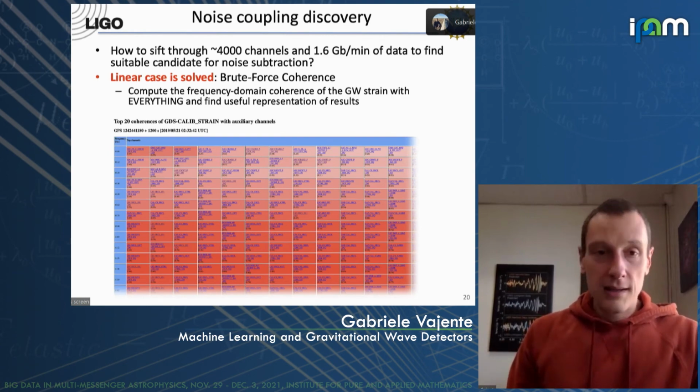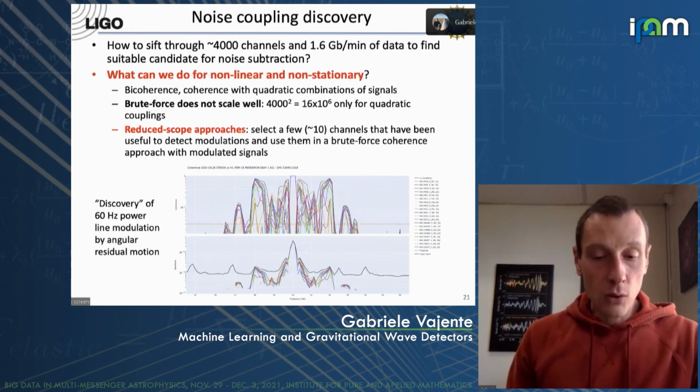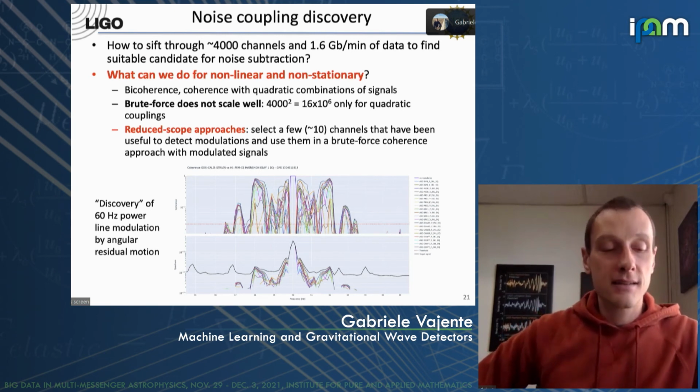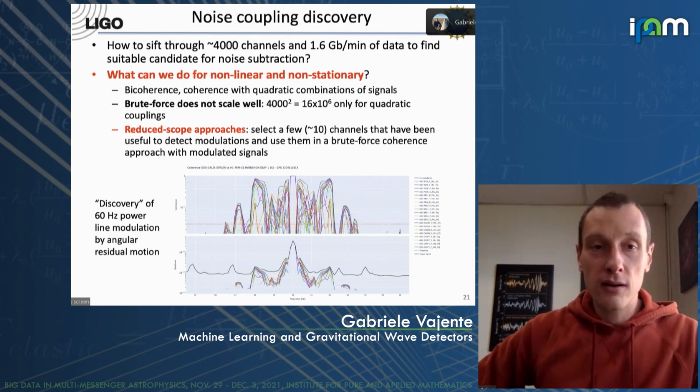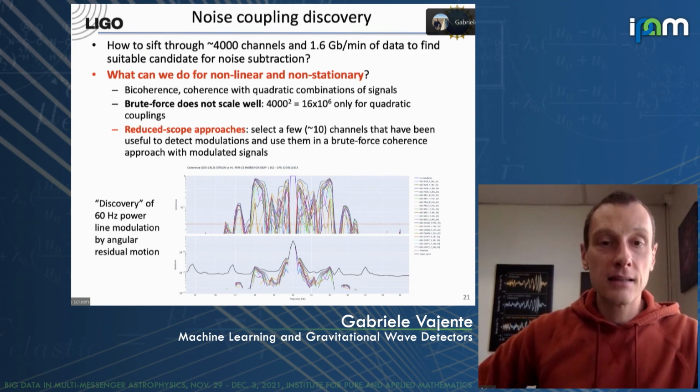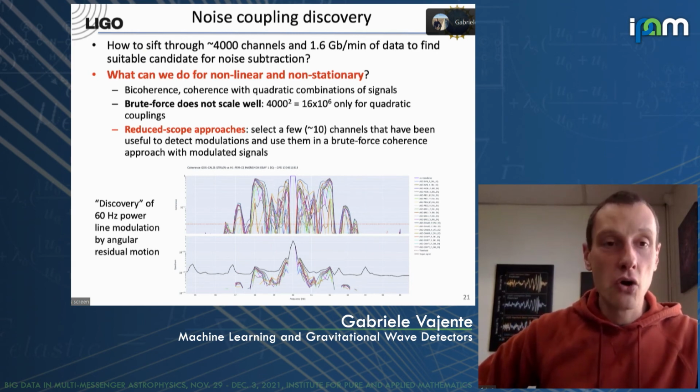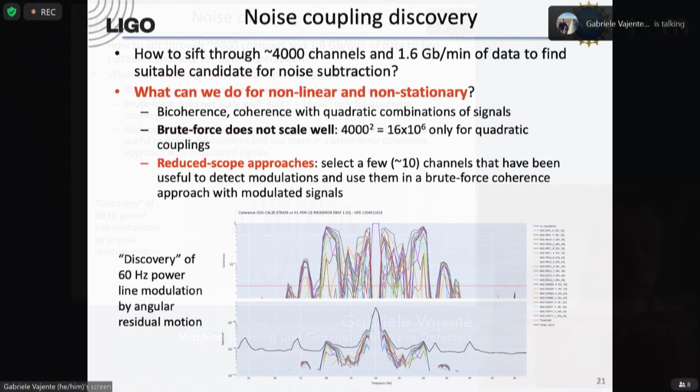What can we do in the nonlinear case? Well, of course, I don't think there is really a way to look through the order of 4,000 channels and look for the most general nonlinear noise coupling. That's complicated. Even if we restrict to only quadratic couplings, which is probably already a step forward, a brute force approach doesn't really scale very well, because you're going to have to look at 4,000 squared, so 16 million channels, which starts to be too much.